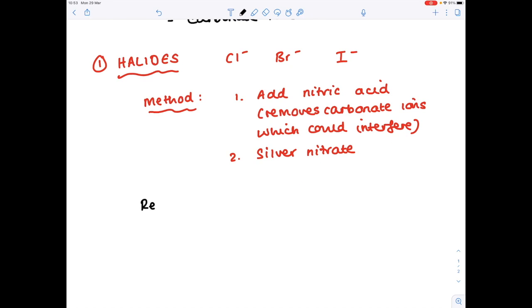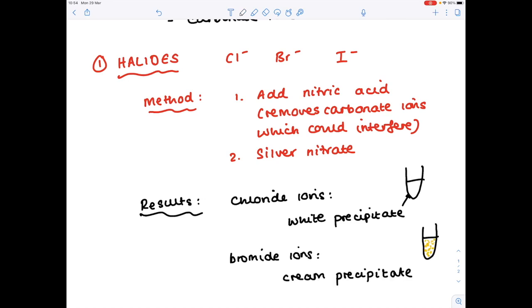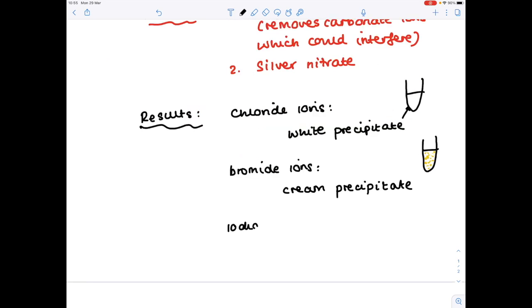So if we look at the results, which again you'll have to specify, if you have chloride ions, the result here will be a white precipitate. And make sure you remember to include the word precipitate. Now if you have bromide ions, you'll see a cream precipitate. Sorry, I'm struggling to draw cream. And lastly, if you have iodide ions, then you'll see a yellow precipitate.